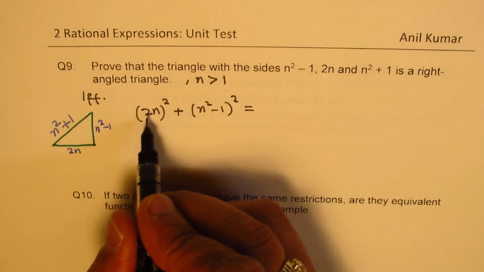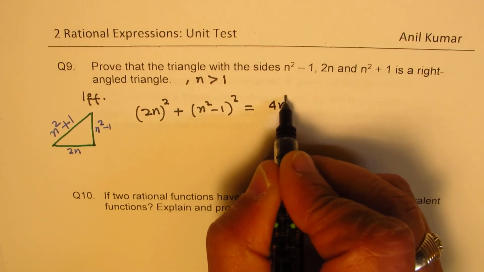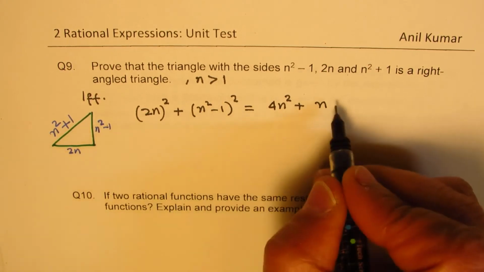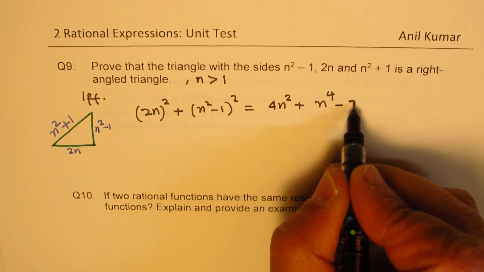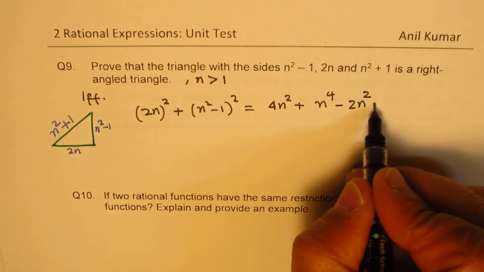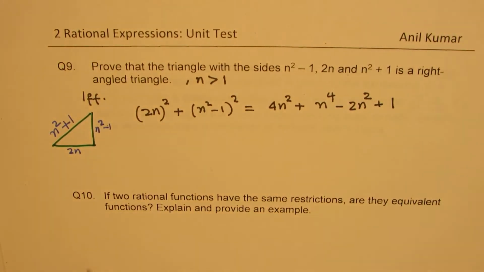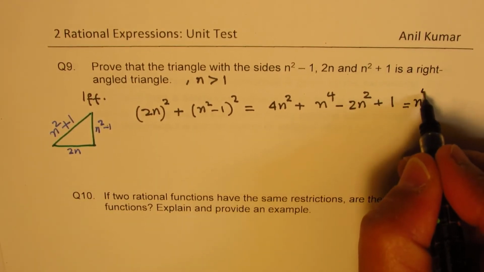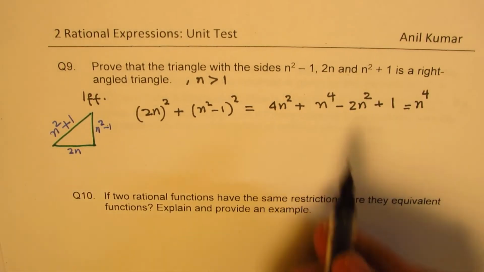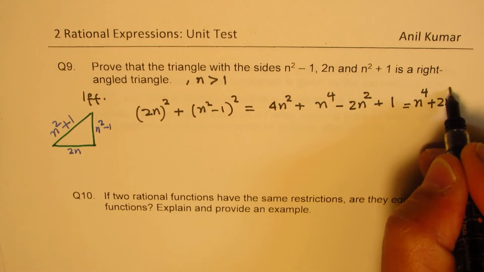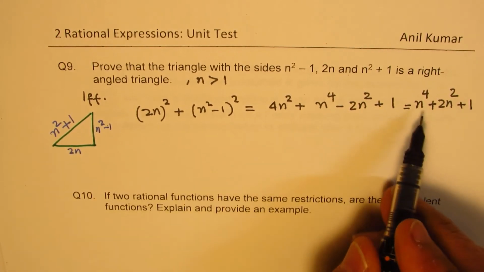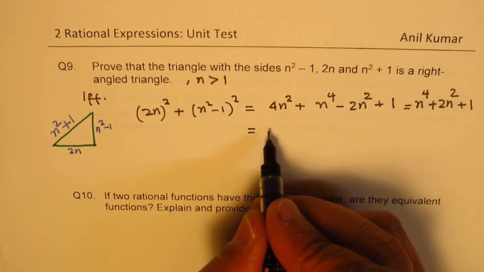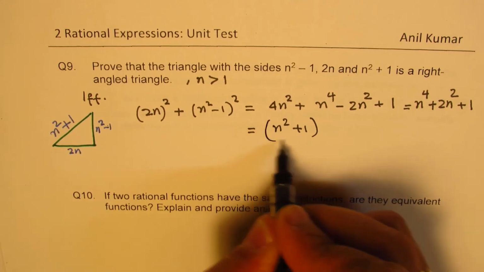So let's open these brackets and figure it out. What we get here is 4n square plus n to the power of 4, right, square of this, minus 2 times n square plus 1. So that's what you get, right? Now this can be combined and written as n to the power of 4, and 4n square minus 2n square is plus 2n square, and here you get plus 1. And this expression on the right hand side is what? This is (n square plus 1) whole square, correct?